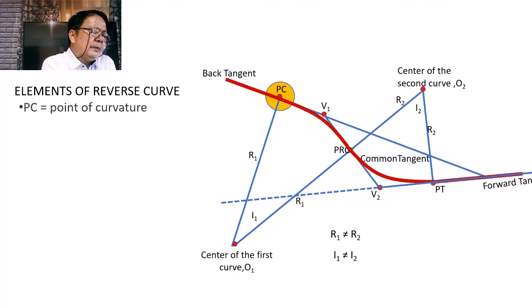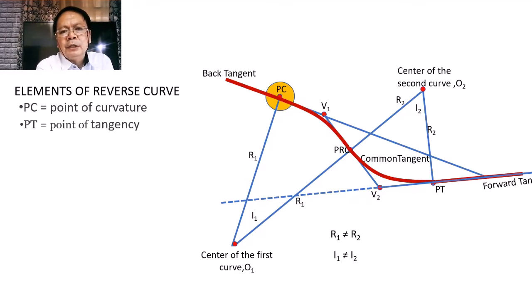The second element is what we call the PT, or the point of tangency. And when we say point of tangency, it is the point where the curve ends, where the curve meets the forward tangent. And in our illustration, this is our PT.